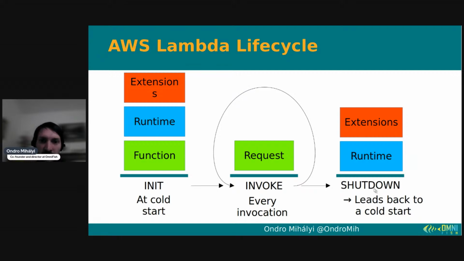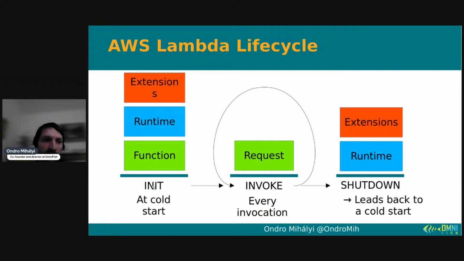So it goes to the shutdown phase, where again the extensions are unloaded, the runtime is discarded, and it basically goes back to the shutdown state, like the zero state we had before. And again, when there is an incoming request, it has to initialize. It has to go through this cold start again, and then it's ready to process multiple subsequent requests.